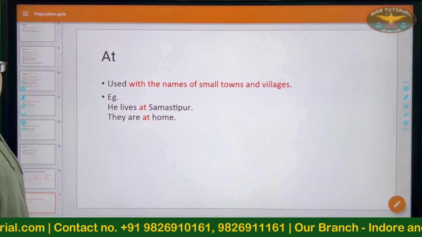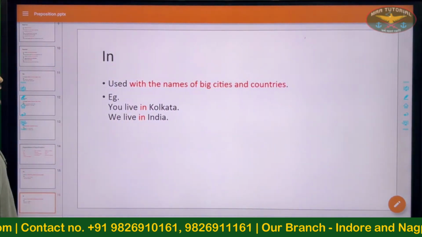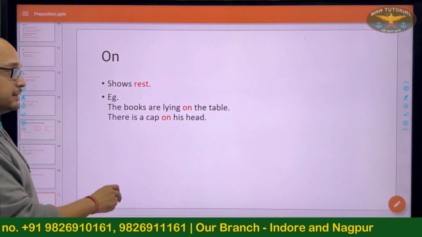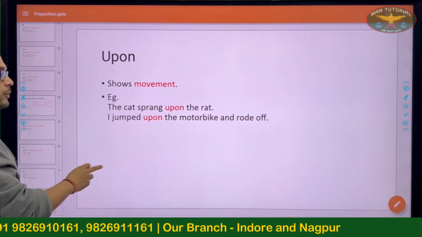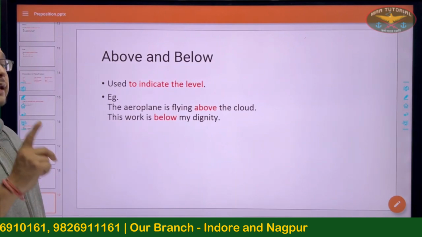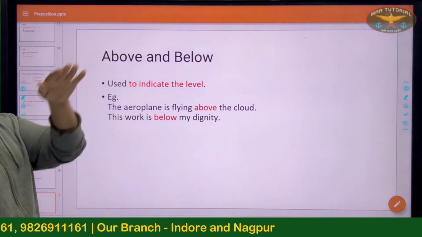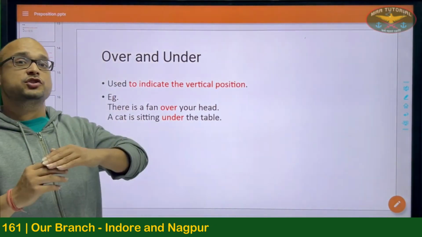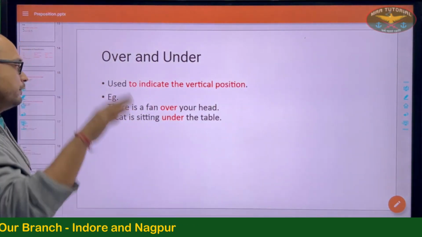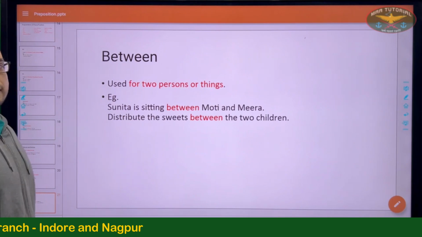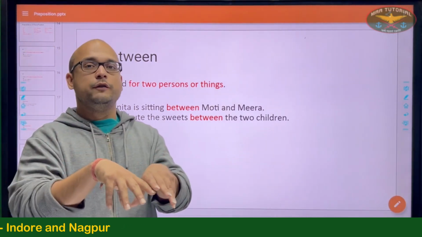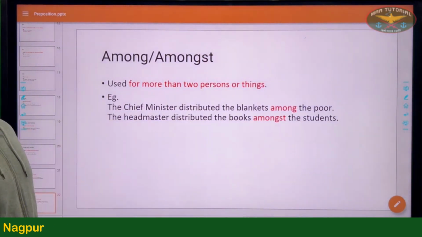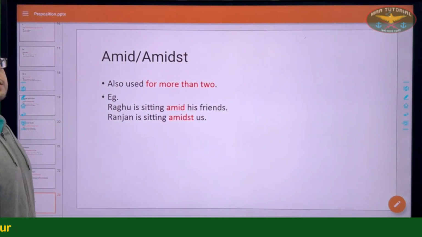At is used with the names of small towns and villages. In is used with the names of big cities and countries. On shows rest. Upon shows movement. Above and below indicate the level: above, higher level; below, lower level. Over and under indicate vertical position, directly above and directly below. Between, when we're talking about the middle of two things. And when we're talking about the middle of more than two things, we can use among, amongst, and we can also use amid, amidst.